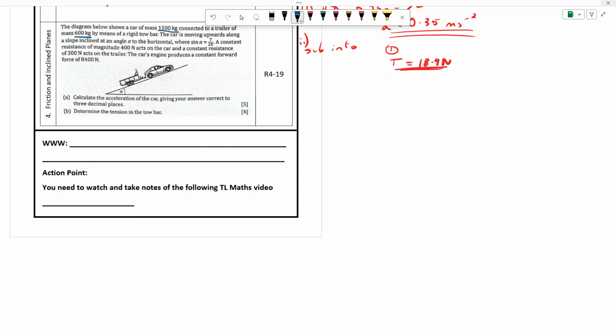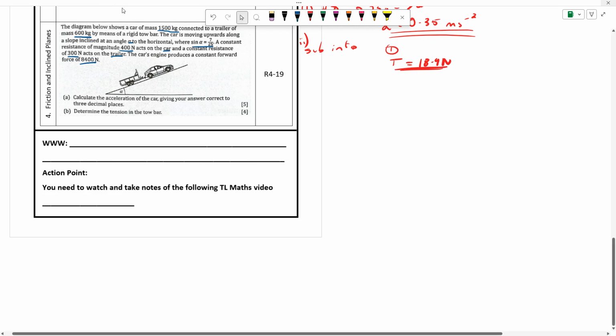So obviously there's going to be some sort of tension in that tow bar as the car pulls. The car is moving upwards along an inclined slope of alpha, where sine alpha is 7/25. A constant resistance of 300 newtons acts on the trailer, and then the car. Sorry, I missed the line. The constant magnitude of 400 on the car, and then 300 on the trailer. The car's engine is making a forward force of 8,400.